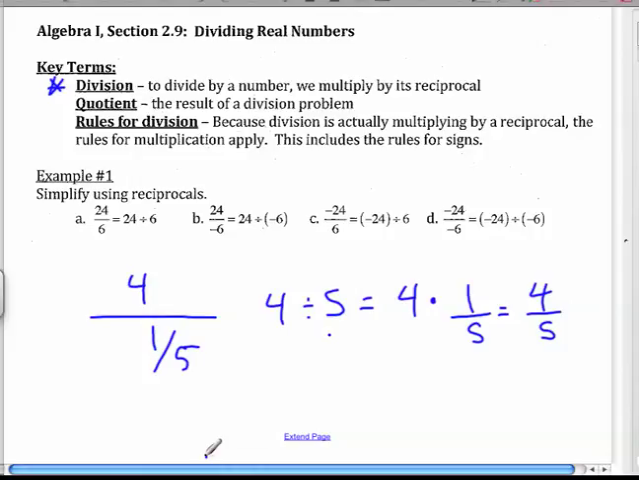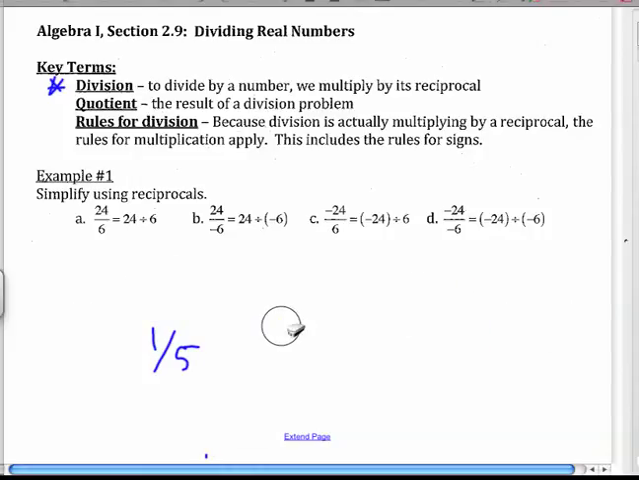Let me get rid of this. We'll talk about this a little bit more in a moment. Okay? But let me get through our definitions here. The next thing, a quotient, is the result of a division problem. Okay? And then the last thing here, it says rules for division.